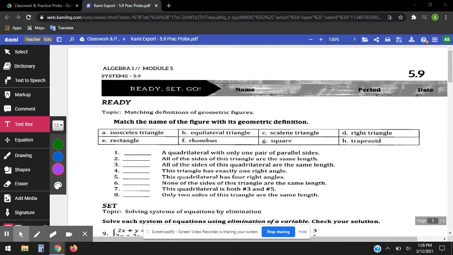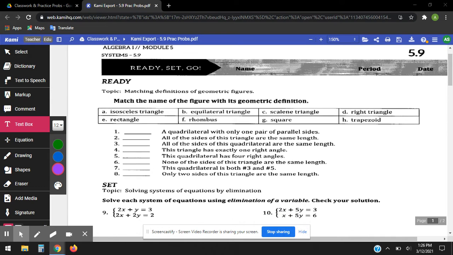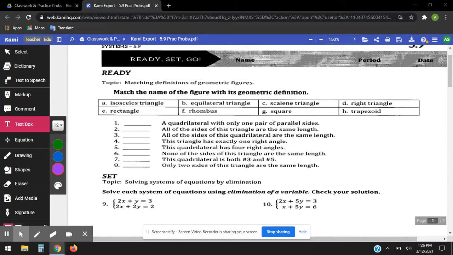Hi, this is Algebra 1, Module 5, Lesson 9, Practice Problems. First, we're going to review some geometric figures.